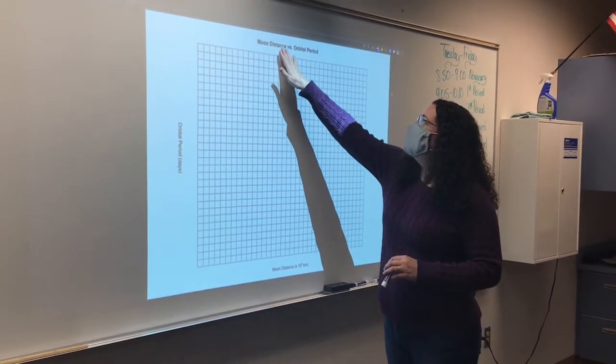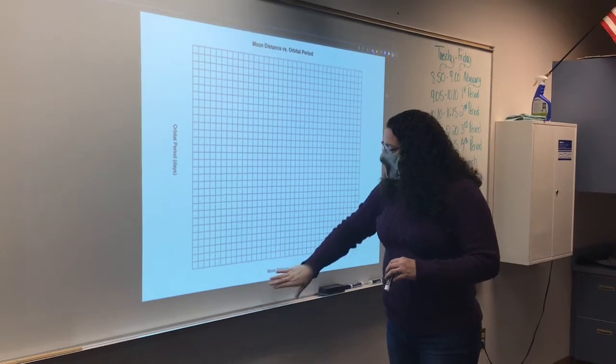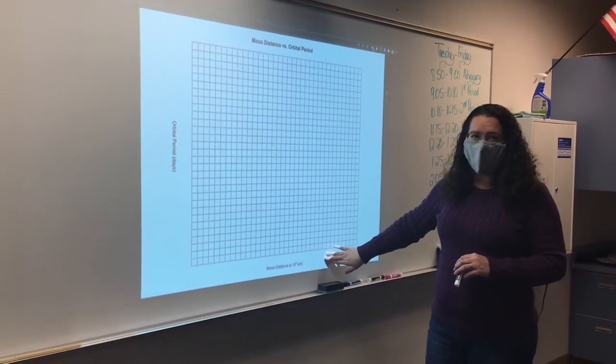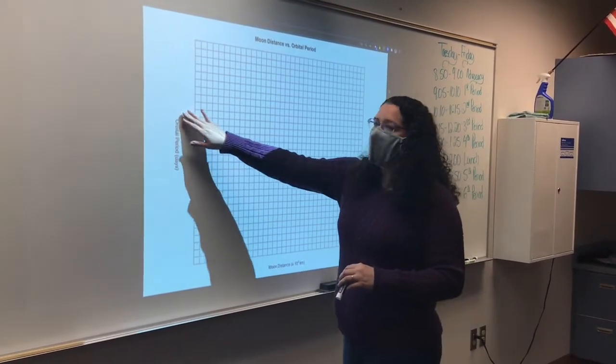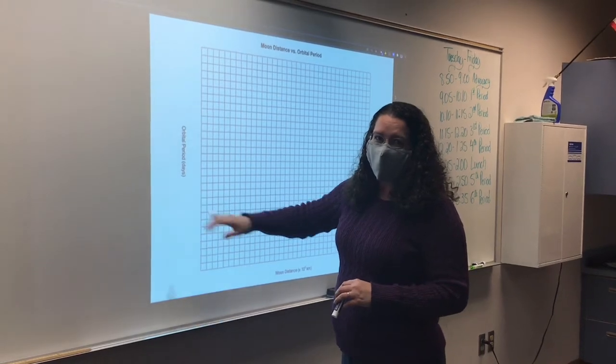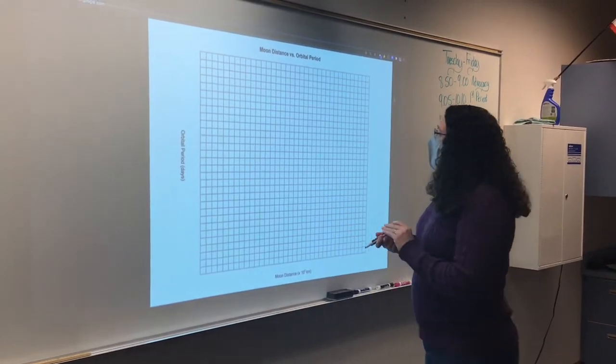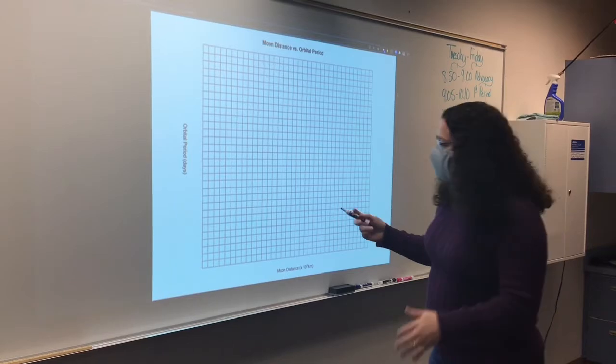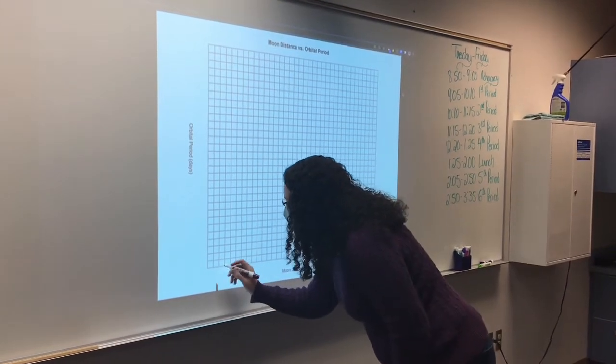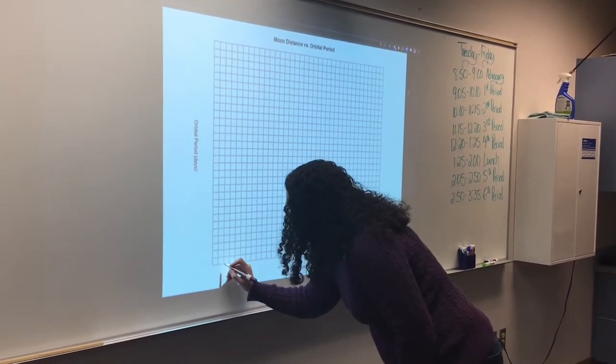All right, so we're going to graph that data from the previous table. So we're going to show moon distance versus orbital period. So moon distance is going to go on our x-axis, and orbital period is going to go on our y-axis. Now we need to set this up with appropriate distances. So each one is going to be 1, but I can't fit all those in there and make it look neat.